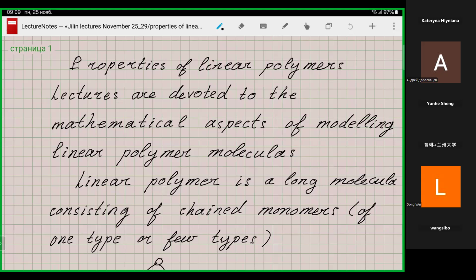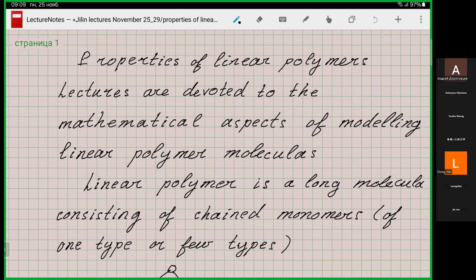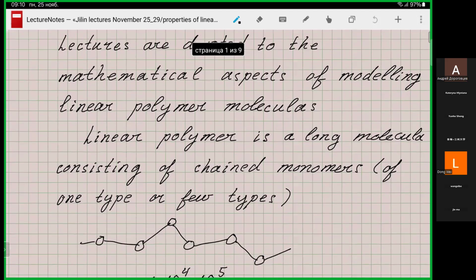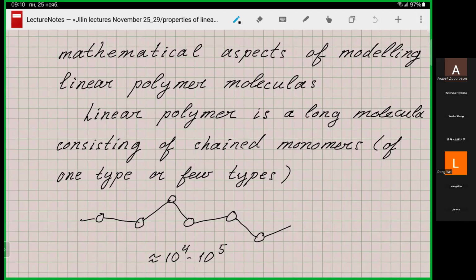My first lecture will have an introductory style, and is devoted to properties of linear polymers. What is a linear polymer? Linear polymers are long molecules consisting of chained monomers of one type or a few types. Usually, monomers in this chain are bivalent. So you see that every monomer can be connected with its neighbors, specifically with two neighbors. So we get a long chain. This long chain usually consists of a very large number of monomers. It can be even 10 to the power 4 or 10 to the power 5.